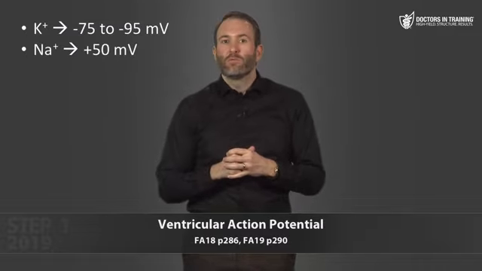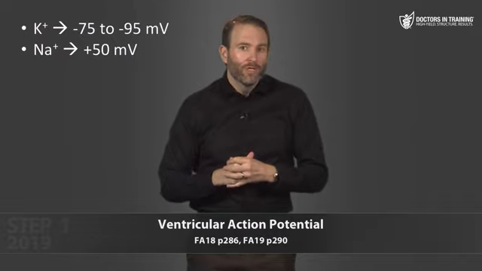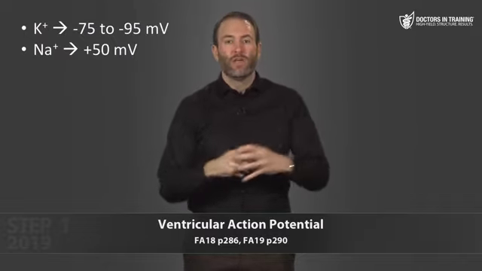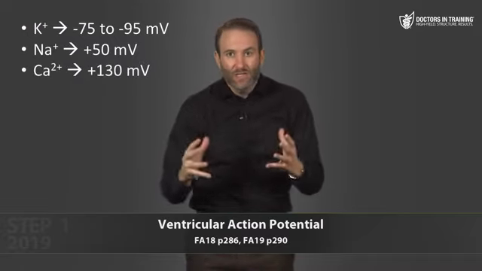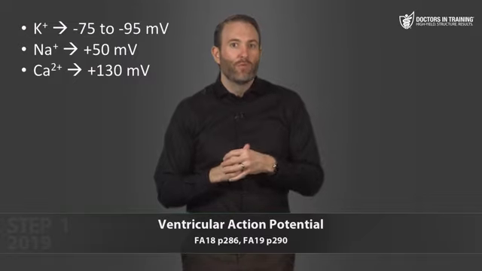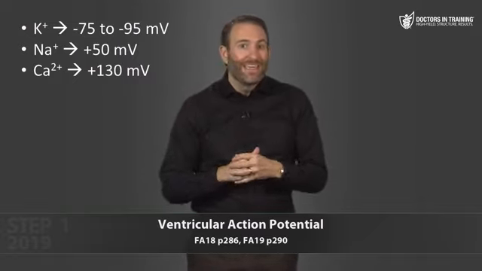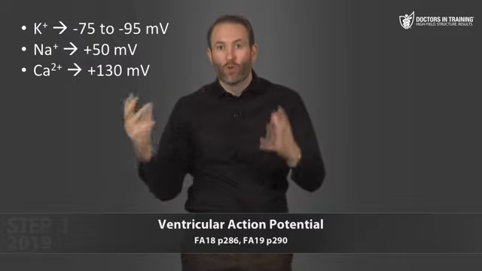Now, if the cell is permeable to only sodium, then the membrane potential will want to jump up to about positive 50 millivolts. Sodium tends to enter cells, and that's why we see a positive gradient. What about calcium? Calcium permeability will also want to keep the membrane potential positive, and it's at about 130. So again, the key to understanding why an action potential occurs is based on what the cell is permeable to.